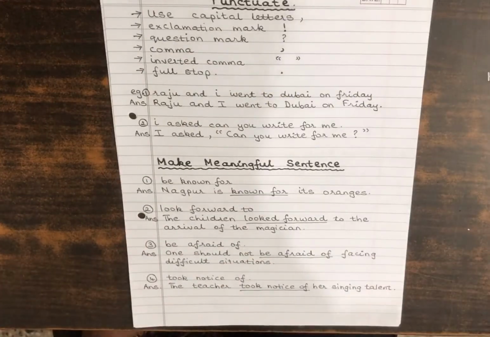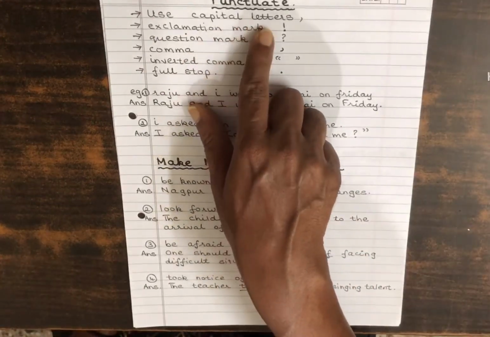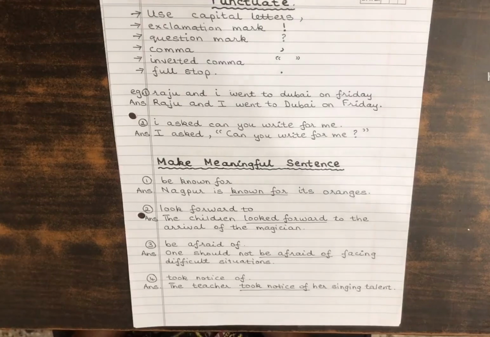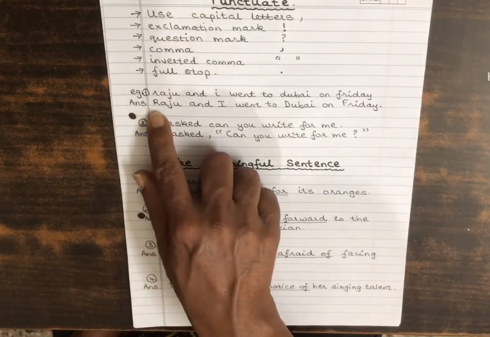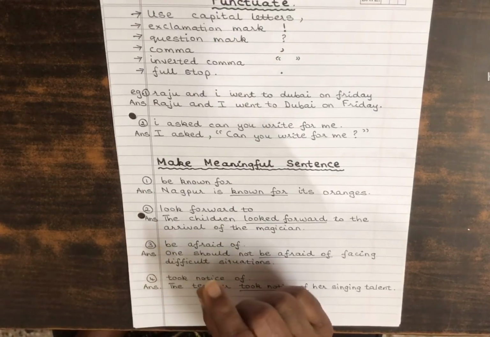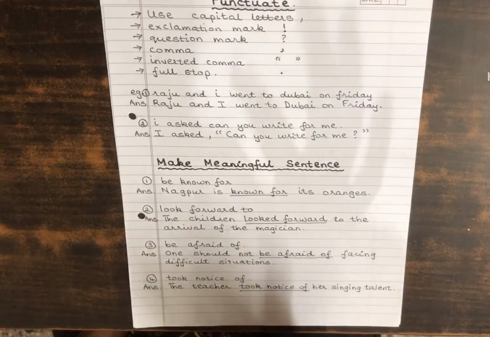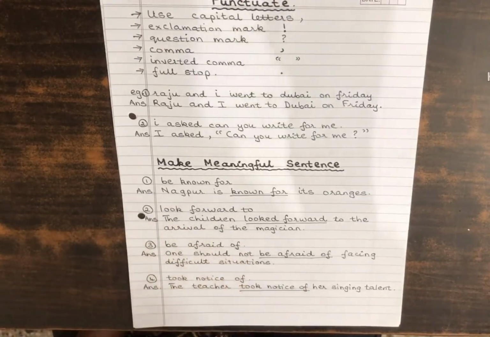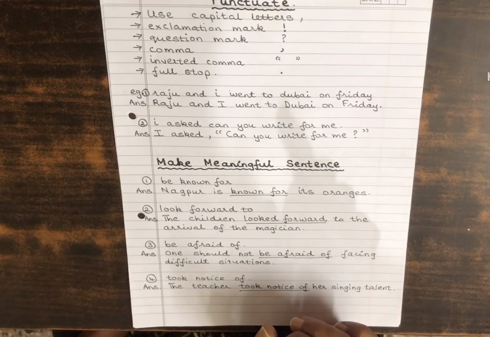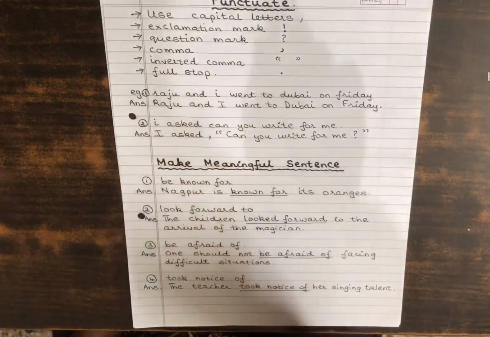The next topic is punctuate. Now in punctuate, you have to use capital letters. Now when do we use capital letters? In the beginning of the sentence, proper nouns, days of the week, months of the year and I. I anywhere is always capital. Most of the students always write I small. I is never small, children. I is always capital wherever it comes. Okay? Plus exclamation marks, question marks, comma, inverted comma, full stop at the end.